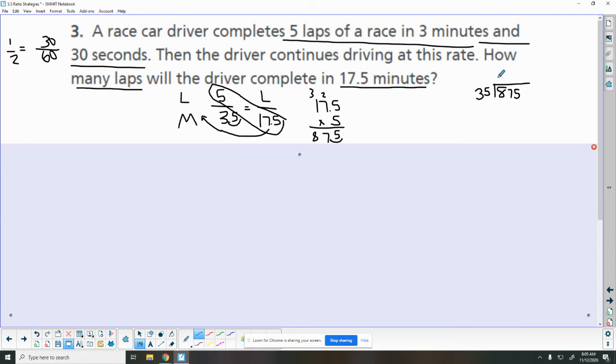So 35, I know, can't go into 8. And 35 doubled, I know, is 70. 30 more is 100, and 5 more is 105. So let's start there and see what we can get to.